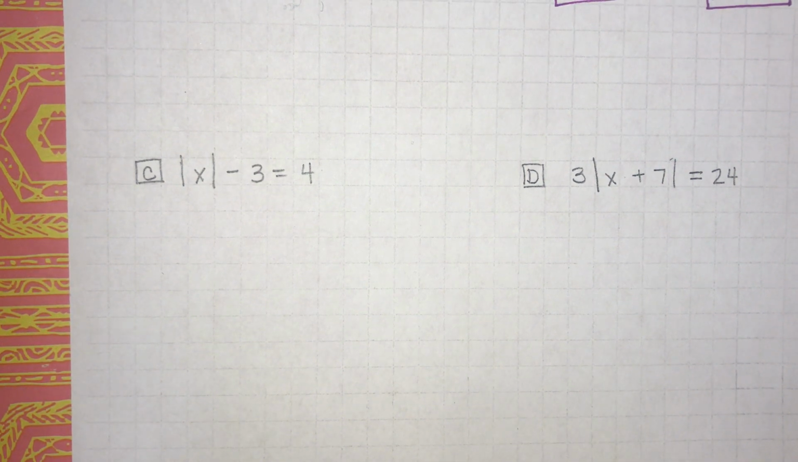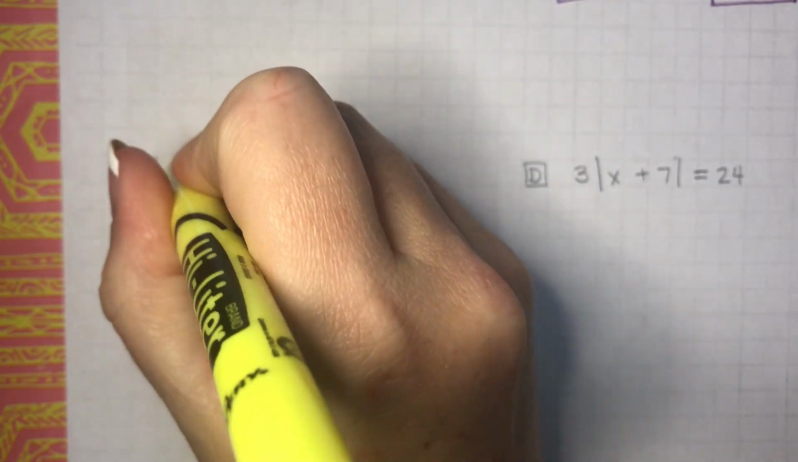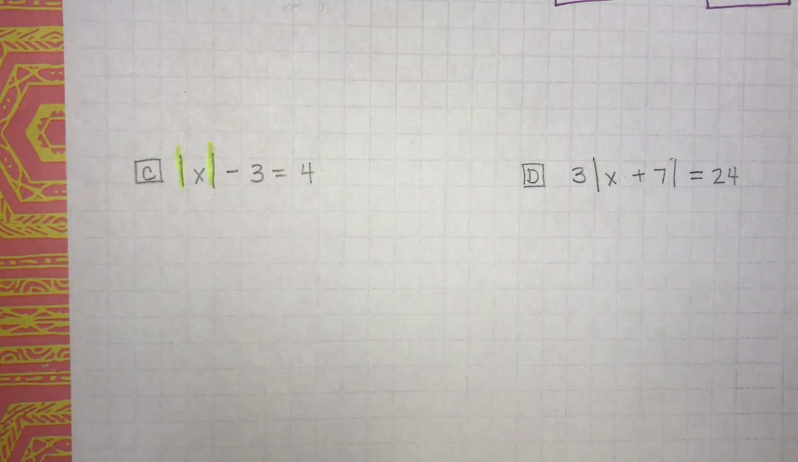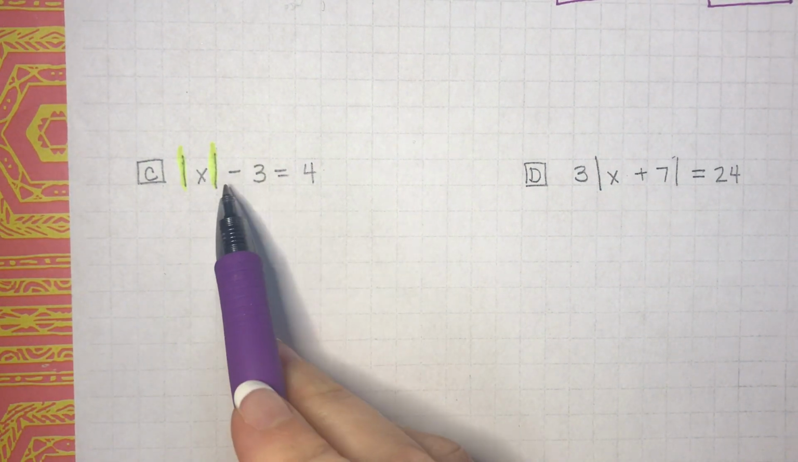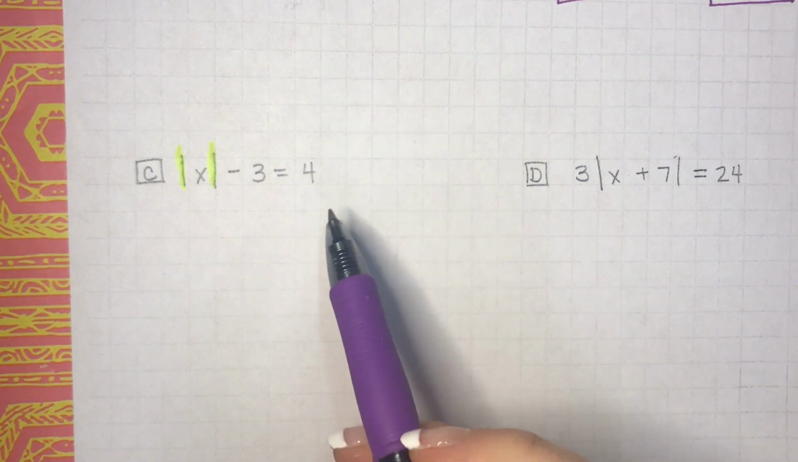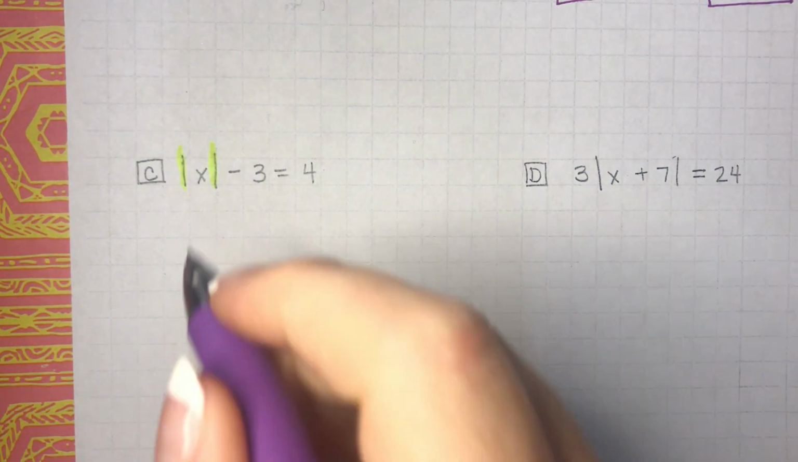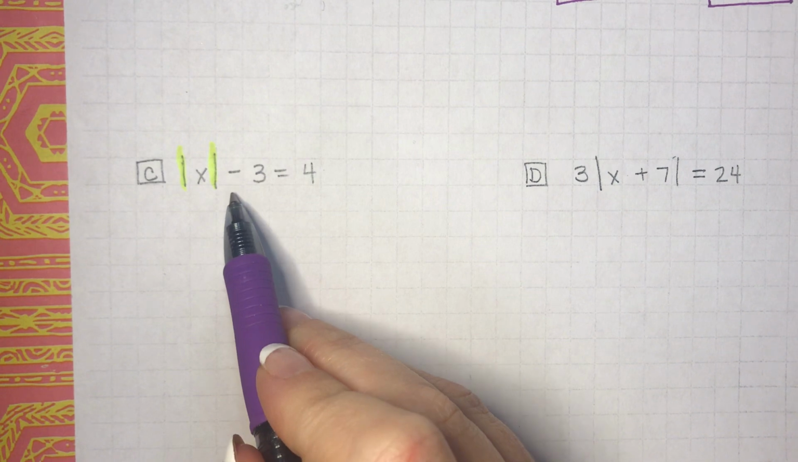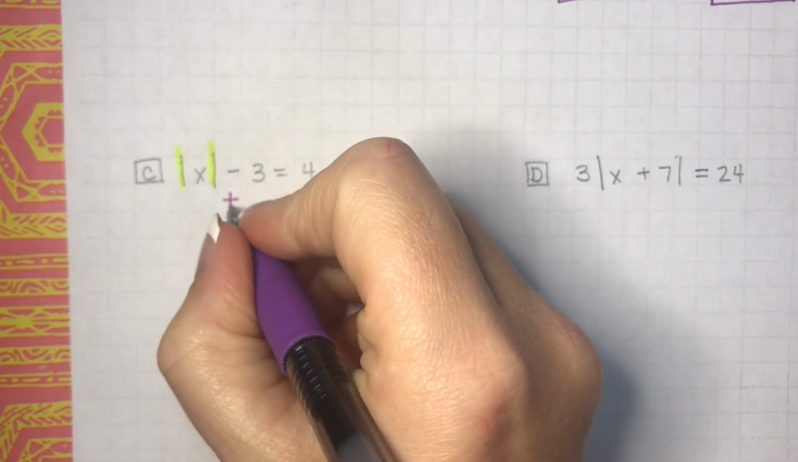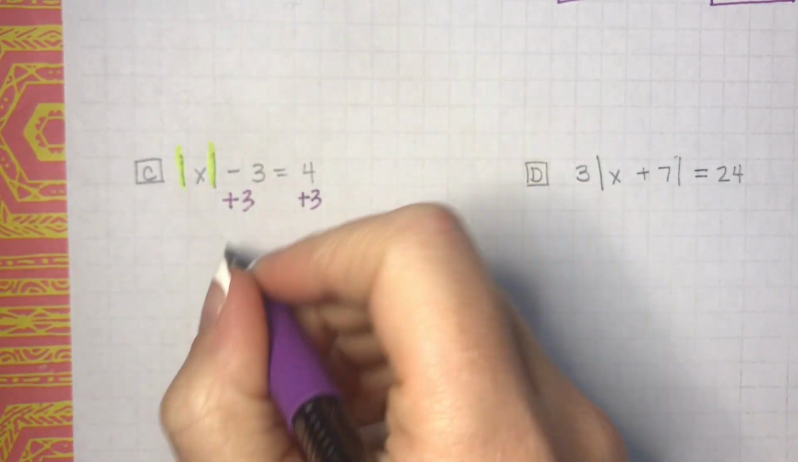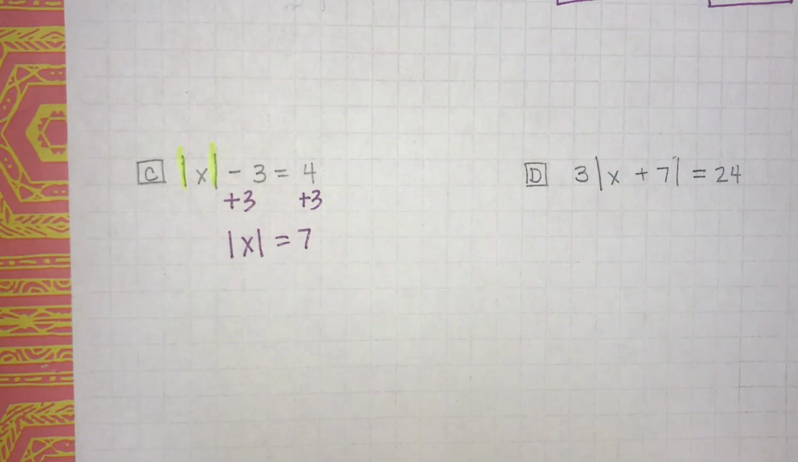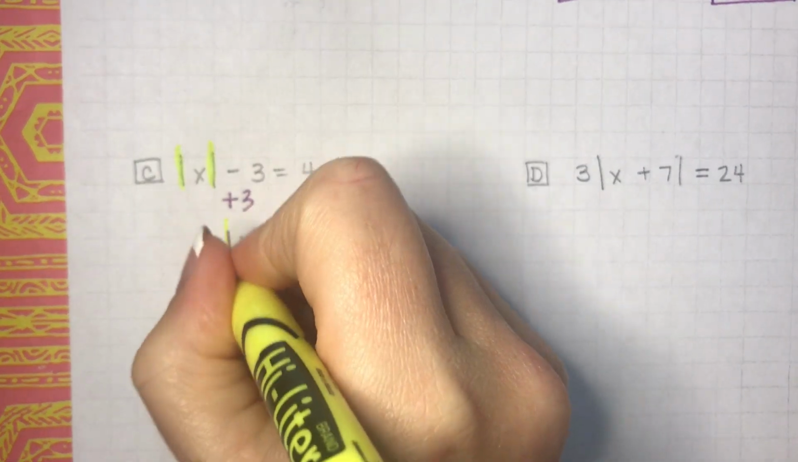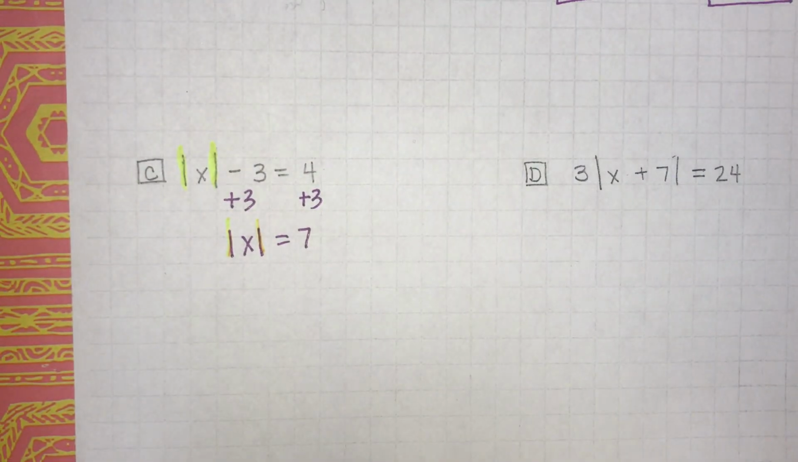So C, the first thing we want to do is isolate those absolute value symbols right here. We want to get these by themselves. Well, on this side of the equation, they're not by themselves because there's this minus 3 right here. So we have to get rid of it. We're going to do the inverse operation. The inverse operation of subtraction would be addition. We're going to add 3 to both sides. We end up with the absolute value of x equals 7. Okay, we have isolated those absolute value symbols.